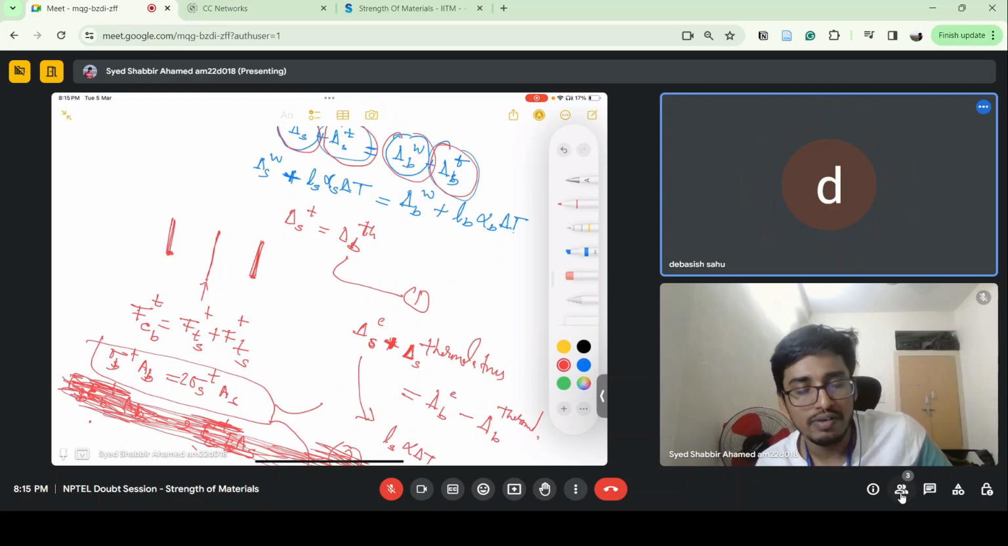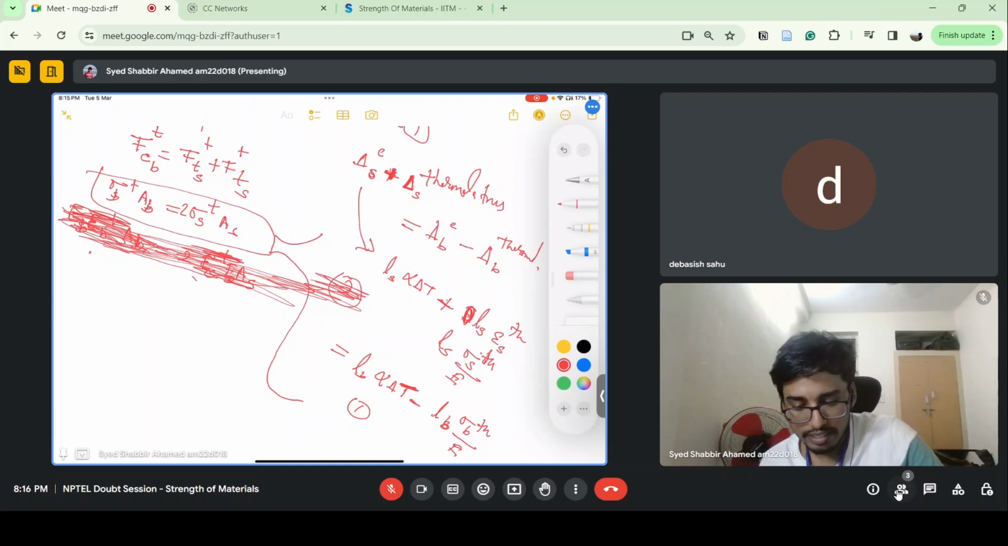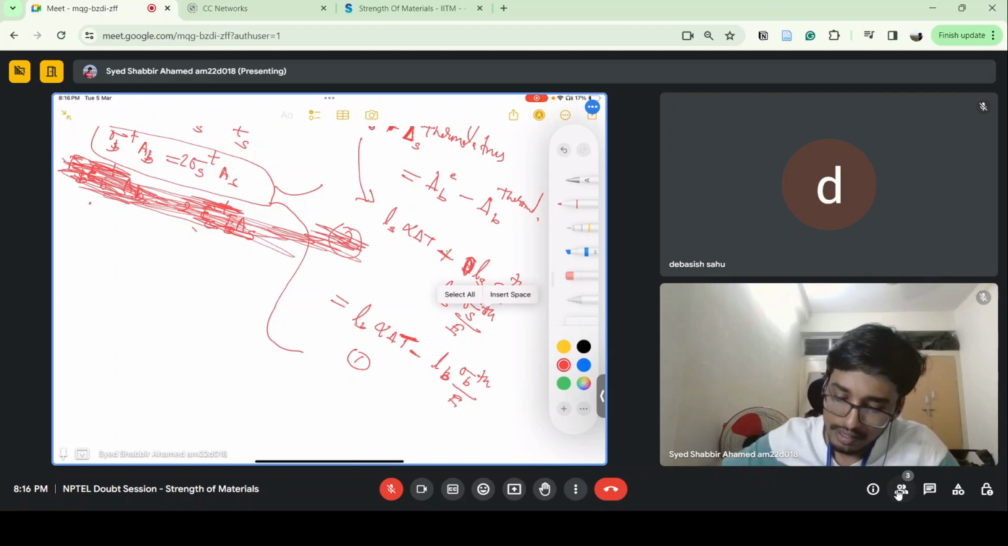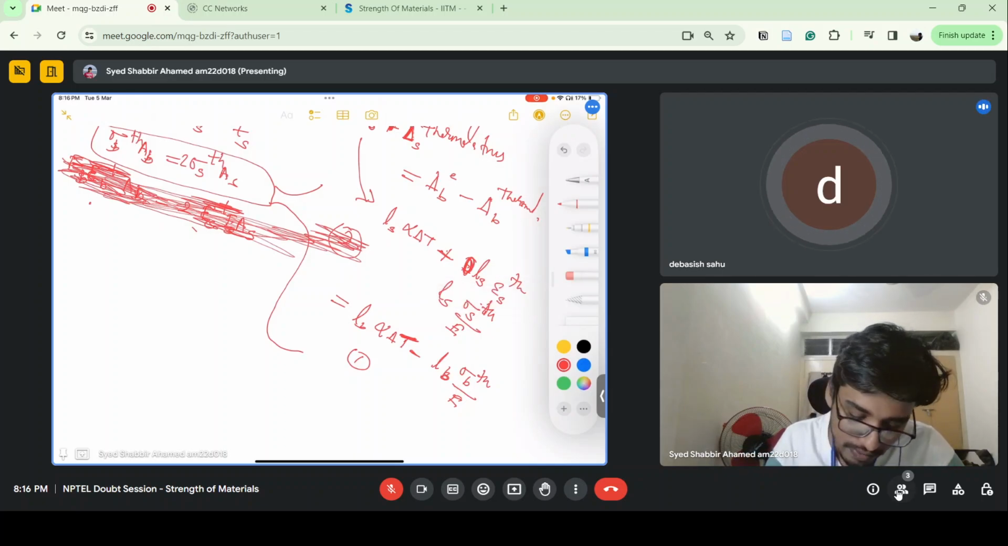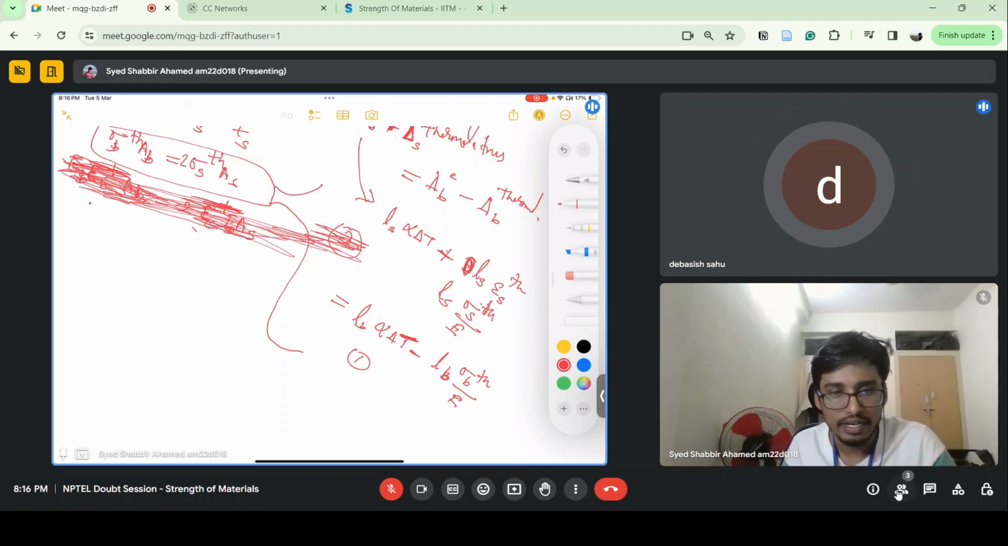Lastly, what did the question ask? Find out the thermal stress in steel and find out the thermal stress in bronze. So we get these equations in the form of sigma_b and sigma_s. The unknowns here are the thermal stress in steel and the thermal stress in bronze. In this equation and in this equation, are you getting the two equations, right? I've written it crudely here.